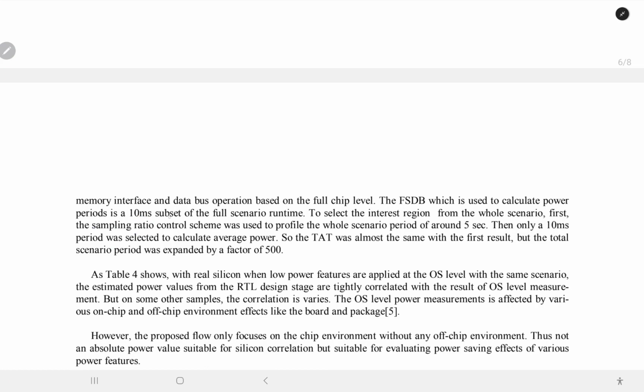First, the sampling ratio control scheme was used to profile the whole scenario period of around 5 seconds. Then only a 10 millisecond period was selected to calculate the average power. So the TAT was almost the same as the first result, but the total scenario period was expanded by a factor of 500.